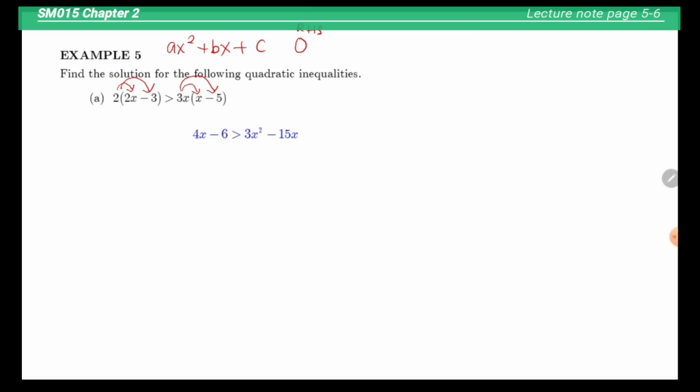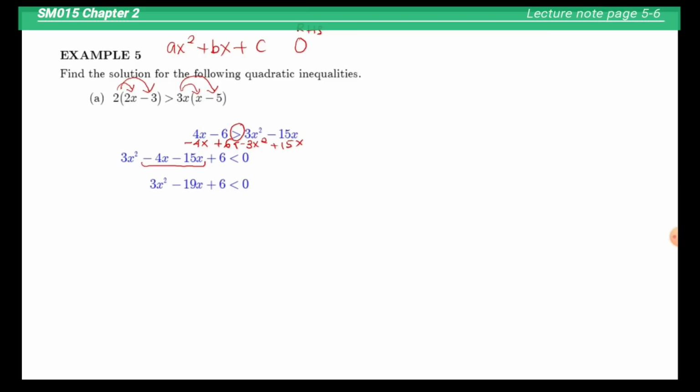So we have negative 4x plus 6 and negative 3x squared plus 15x. What will happen to our inequality sign here? Yes, it will change to less than. So we have 3x squared minus 4x minus 15x plus 6 less than 0. You will have 3x squared minus 19x plus 6 less than 0 after you combine these two terms.